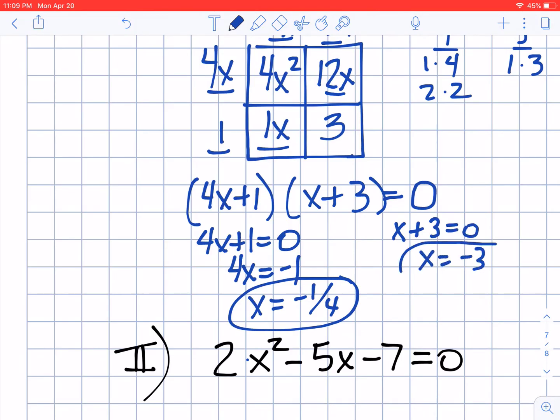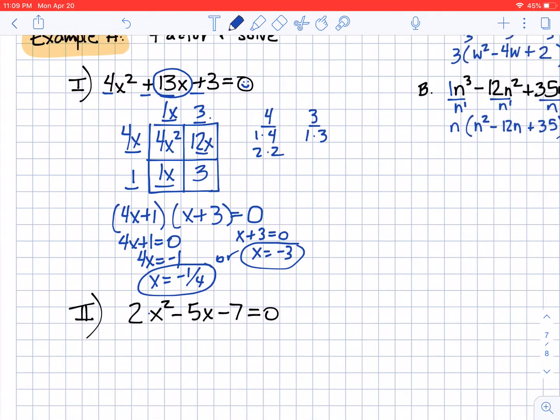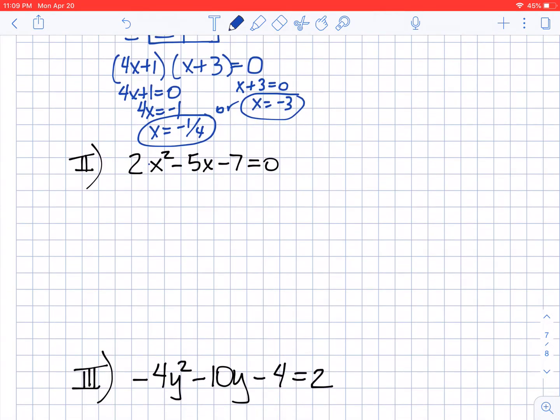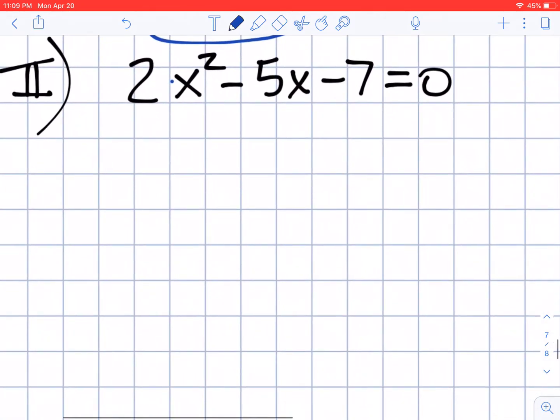Okay, I went through that kind of fast. But you can see how you can get two different answers there from that tricky polynomial. All right, problem number 2.